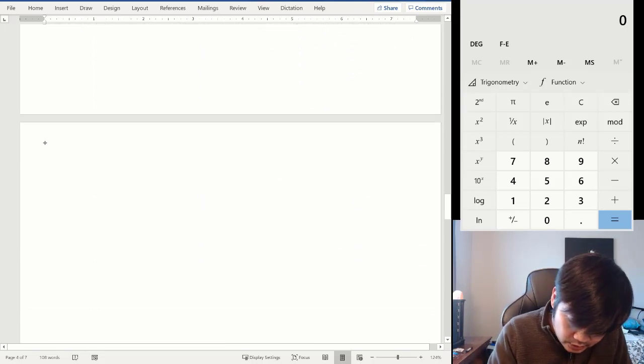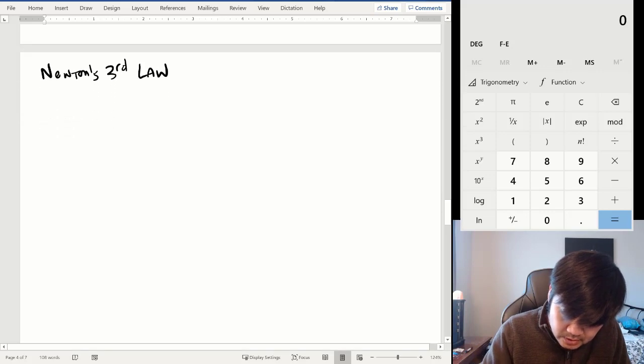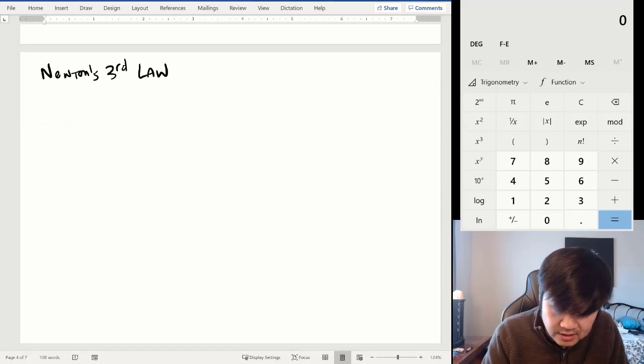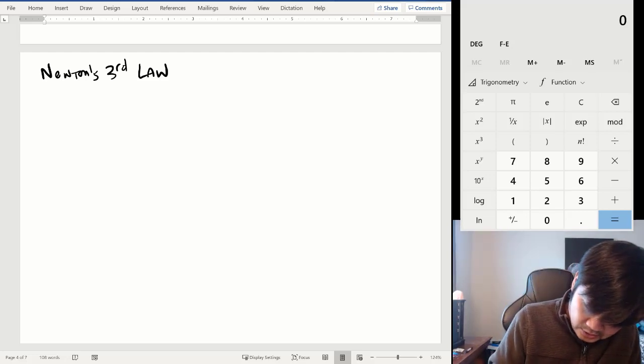So Newton's third law. The question I almost always get is, does it matter the order of these laws? And absolutely it does matter the order. The first one is the law of inertia. The second one is net force is equal to mass times acceleration. And the third law is the action-reaction. All right. So let's write this down.